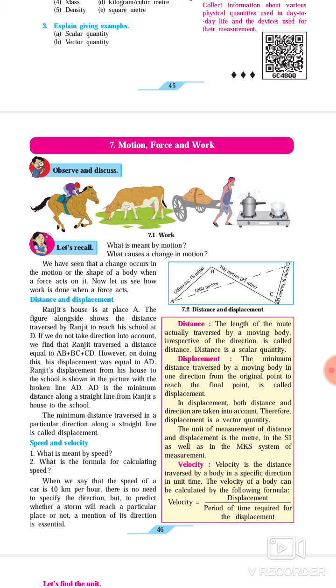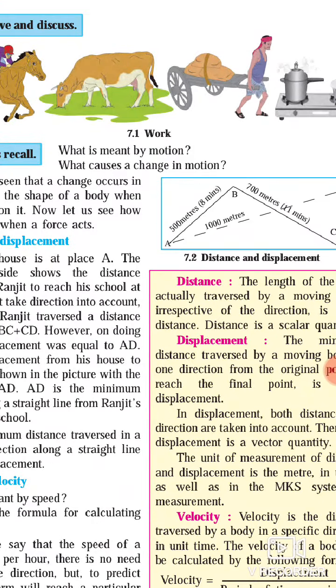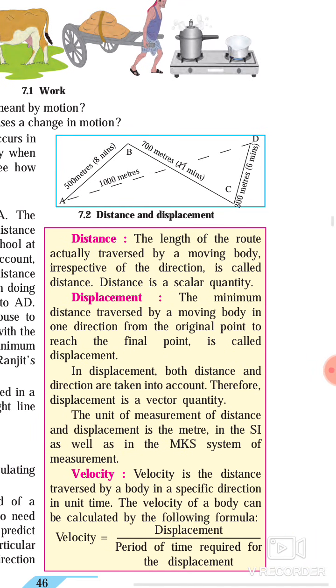Now speed and velocity. Before speed and velocity, let's see distance and displacement. The length of the route actually traveled by a moving body irrespective of its direction is called the distance. Distance is a scalar quantity. Distance means whatever way a person travels, the total length he covered. Like in Ranjit's case, he goes from A to B, B to C and C to D. So this is the distance, because here direction doesn't matter and we calculate the total length.